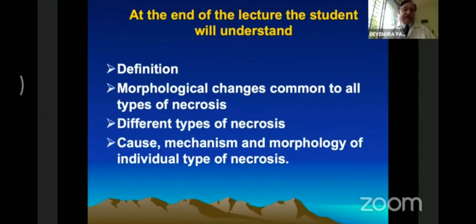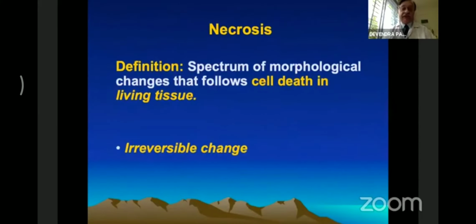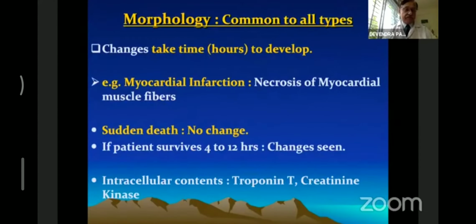Exactly opposite, exactly reverse is true for necrosis. The person is alive. The tissues are alive, but a number of cells in the tissue are dead. So basically, necrosis is a spectrum of morphological changes that follow cell death in a living tissue. The tissue is living, but the cells have died. Irreversible change. It cannot be brought back in spite of the fact that any of the insults which is causing it is withdrawn.